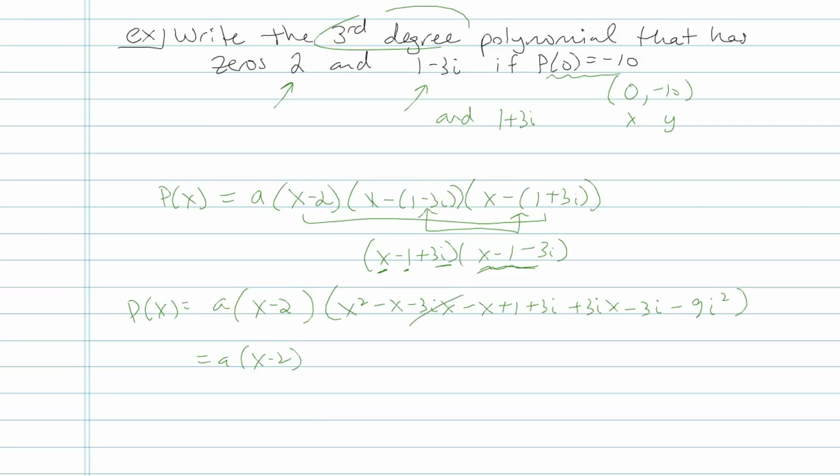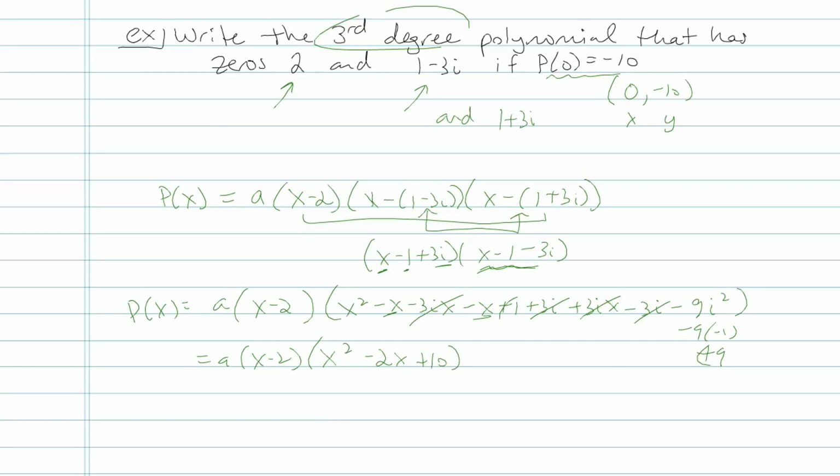Luckily, all of my i's cancel out if I did it correctly. Negative 9i squared at the end here. Remember, i squared is negative 1. So really, this is negative 9 times negative 1, which will be plus 9. So that whole big long thing simplifies to x squared minus 2x, and then I have plus 1 plus 9, so plus 10.